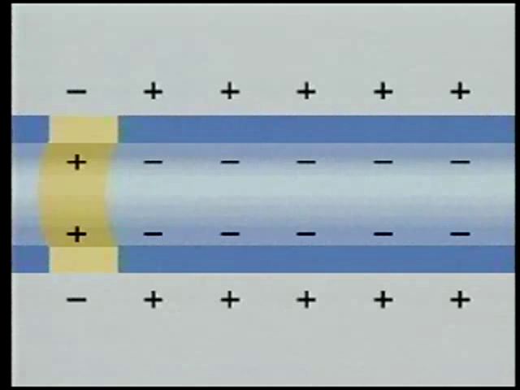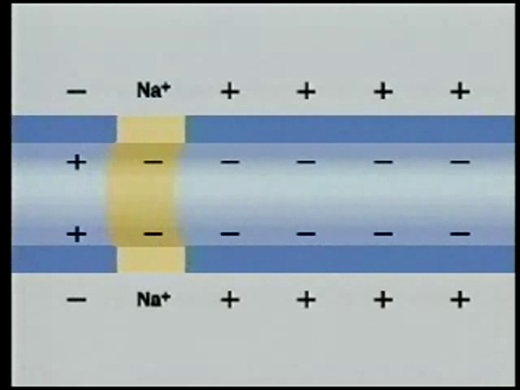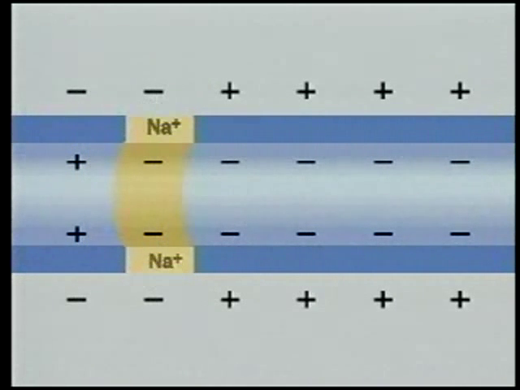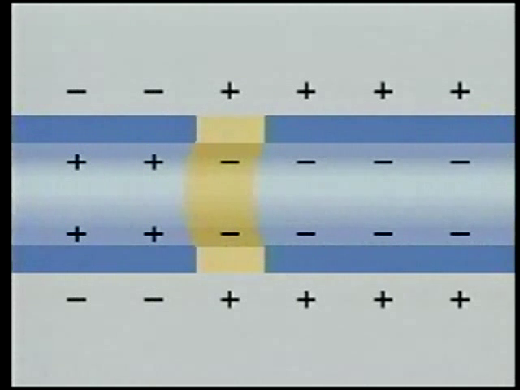The reversal of charge in this region of the membrane causes channels in the neighboring region to open. Sodium ions flow in and the charge is now reversed in this region. As gates open in one region after another, the nerve impulse moves along the membrane.